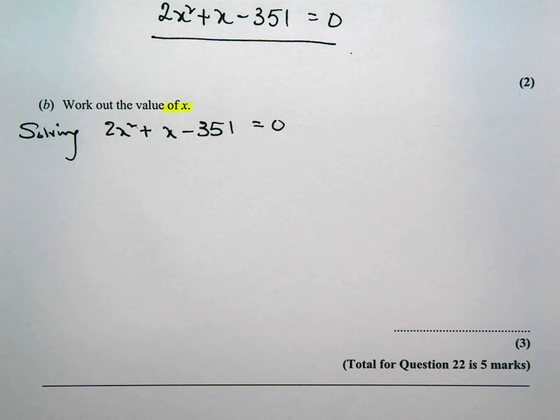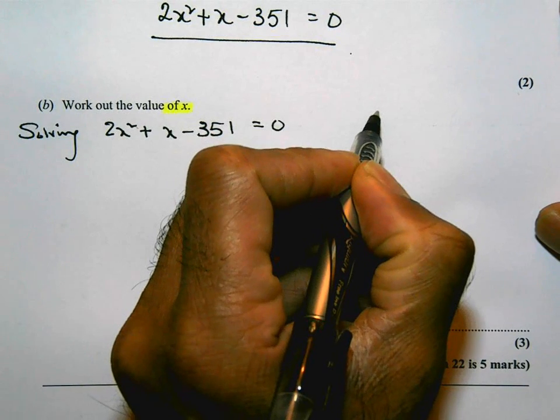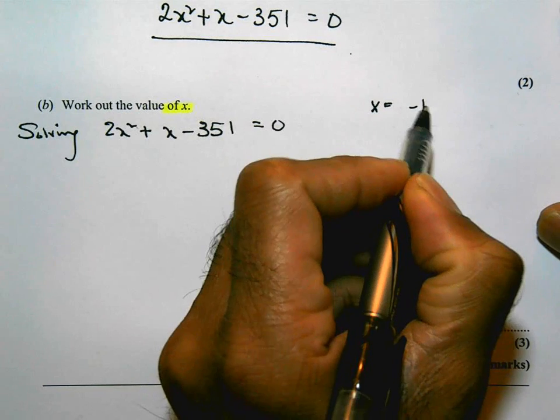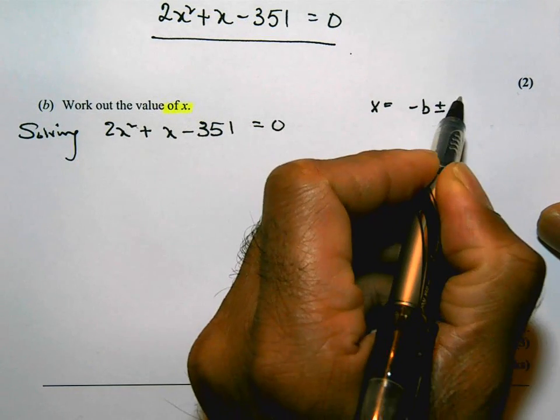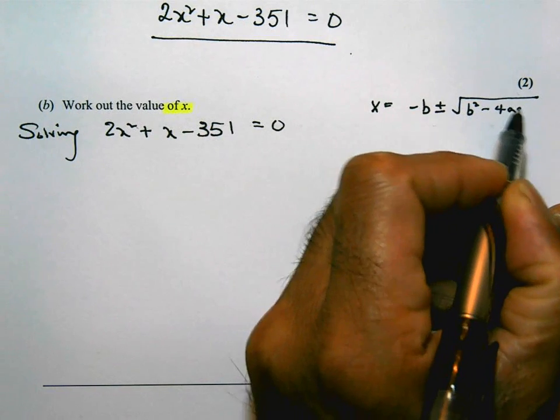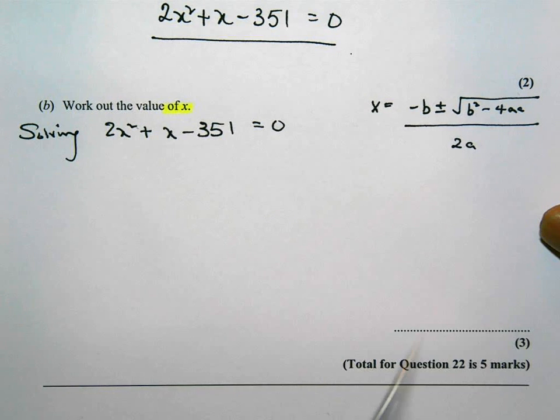The quadratic equation is again another formula which is given to you in the formula section of this booklet, and it is x is equal to minus b plus or minus the square root of b squared minus 4ac, all over 2a. So that is the quadratic formula.